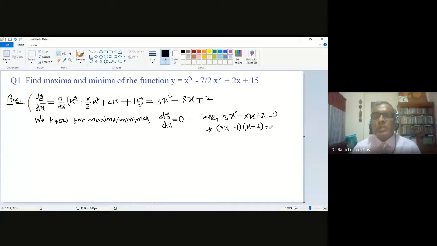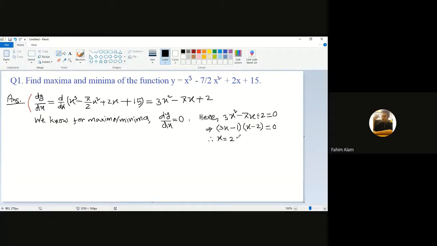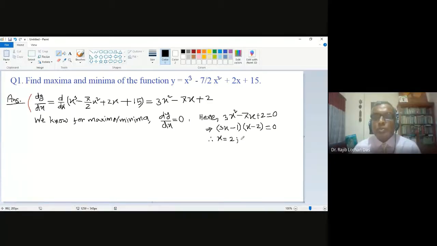So after doing middle term factorization, you will get this answer. I am not showing every line. So you find out the x values from here. What will be the x values? One x value is 2, and one x value is 1 by 3. So there are two x values. This is your step number 2, and step number 2 is done.